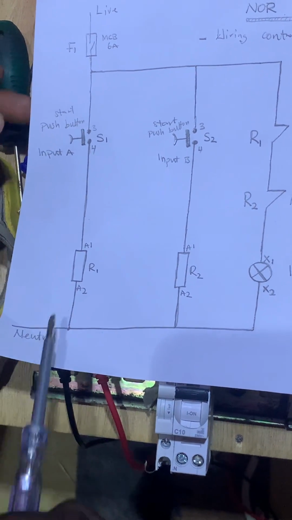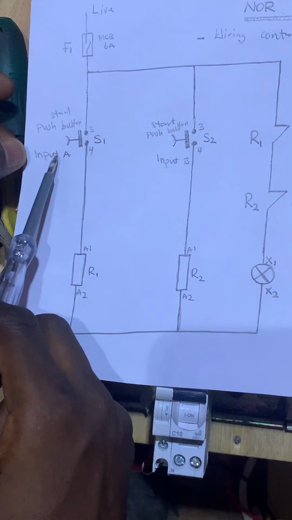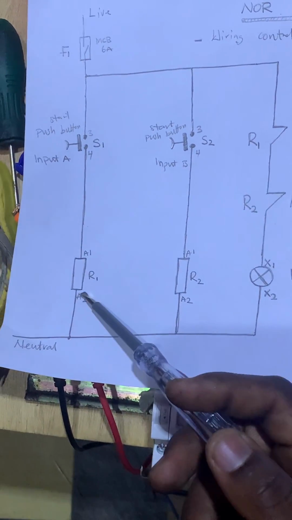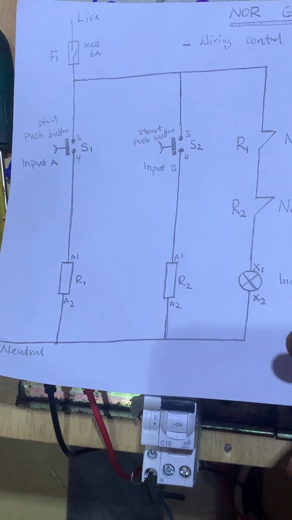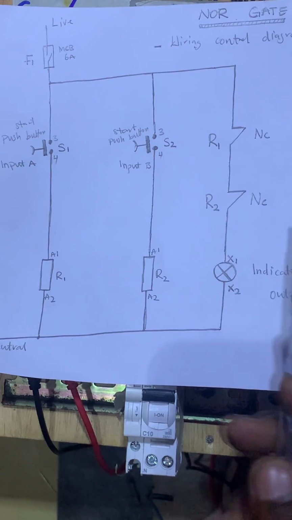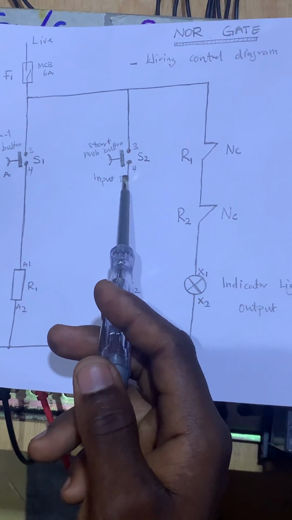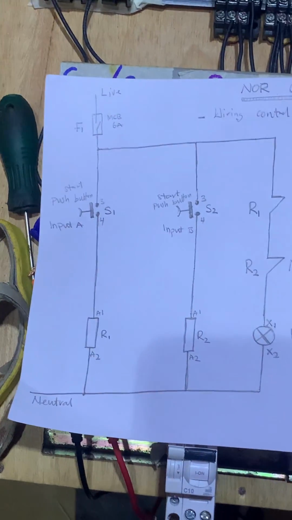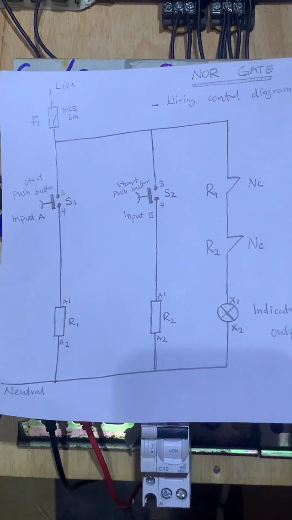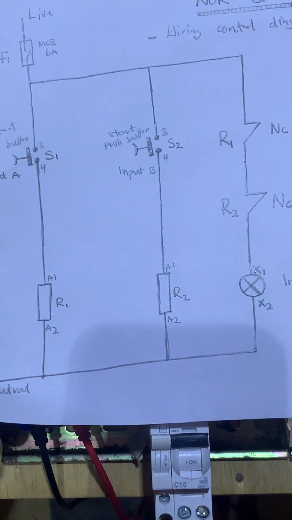But when we give an input of 1 here by pressing switch 1, relay 1 will energize and the contact will open, cutting the power coming to the indicator. The same thing applies here. So this is how the diagram works. You can also study it by yourself, then you will see how it goes.